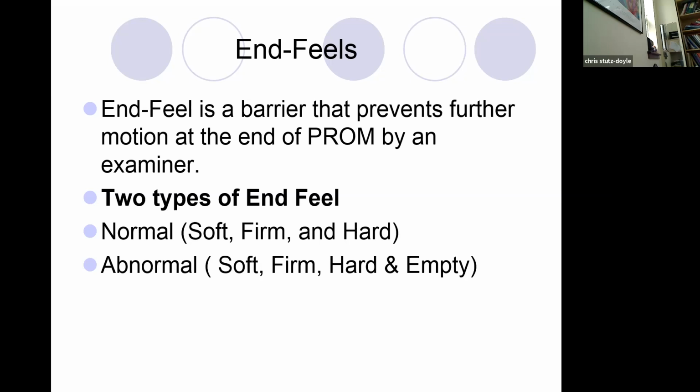So when we're going to talk about end feels, we're going to talk about two types of end feels, normal and abnormal. We see that they look similar. I mean, they look pretty much the same, right? A normal end feel can either be soft, firm, or hard. An abnormal end feel can either be soft, firm, hard, and also can be empty, which we'll talk about in 1 second.